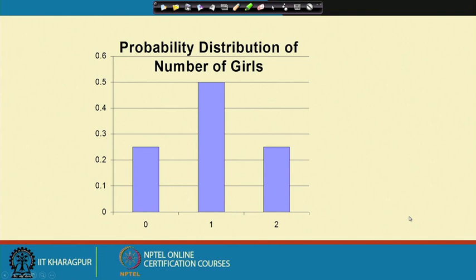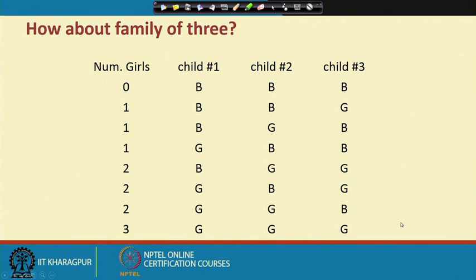So, this is the kind of thing where, with the available data you have, you predict the kind of structures and try to find out the particular probability distribution pattern, so that your prediction can be effective, again as per the business requirement. So, again, how about a family of 3?